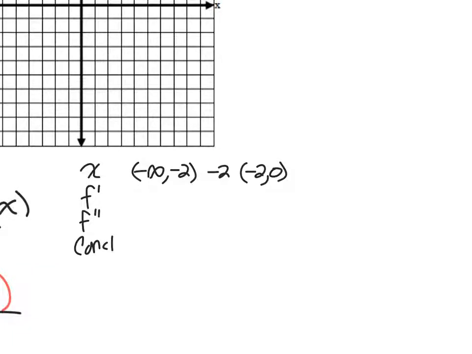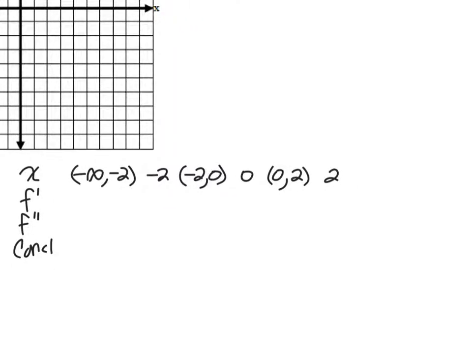All right, so x, f prime, f double prime, conclusion. Negative infinity to negative 2, negative 2, negative 2 to 0, stop, take a look around at 0, 0 is next, yeah, 0, 0 to 2, stop, take a look around at 2. And then 2 to infinity, and finish here. Draw some shaky lines.